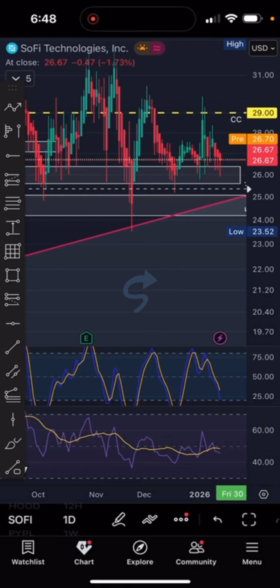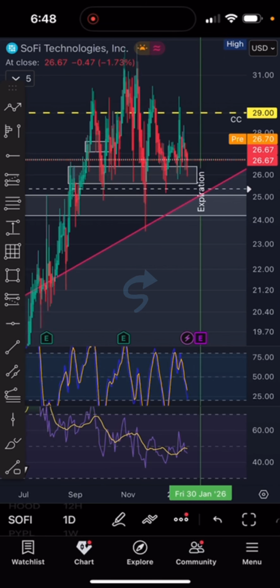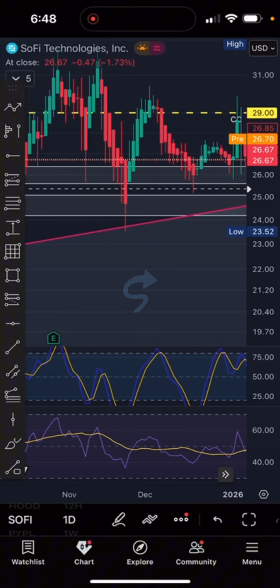Now, that's more of a macro picture, right? That's when you look on the weekly. So these are daily candles, by the way. Every candle is one day. Again, do some research on candlesticks and charting, and you'll learn a little more about this.